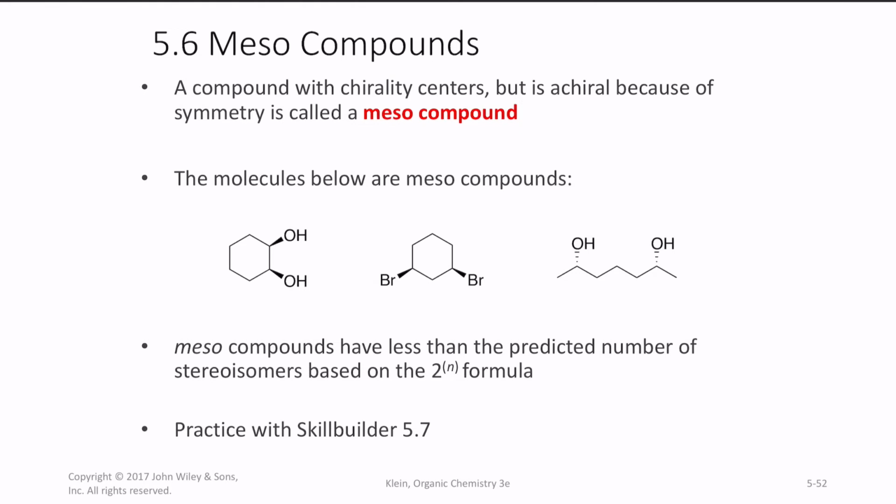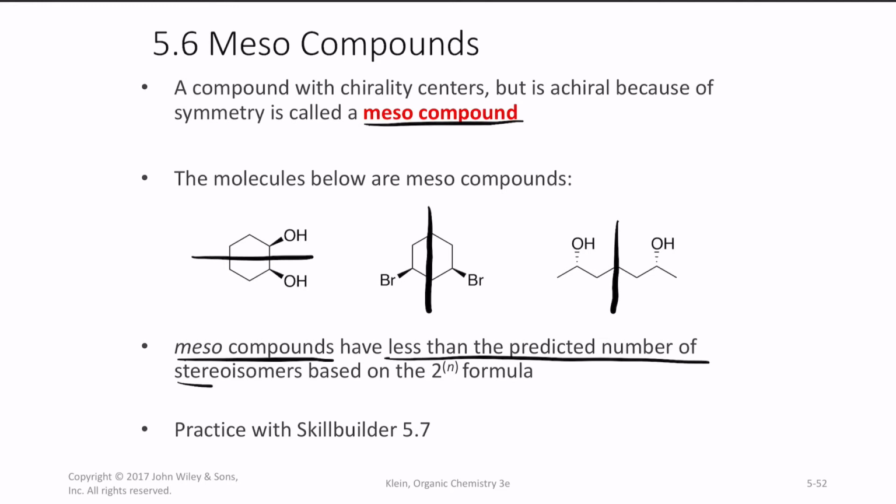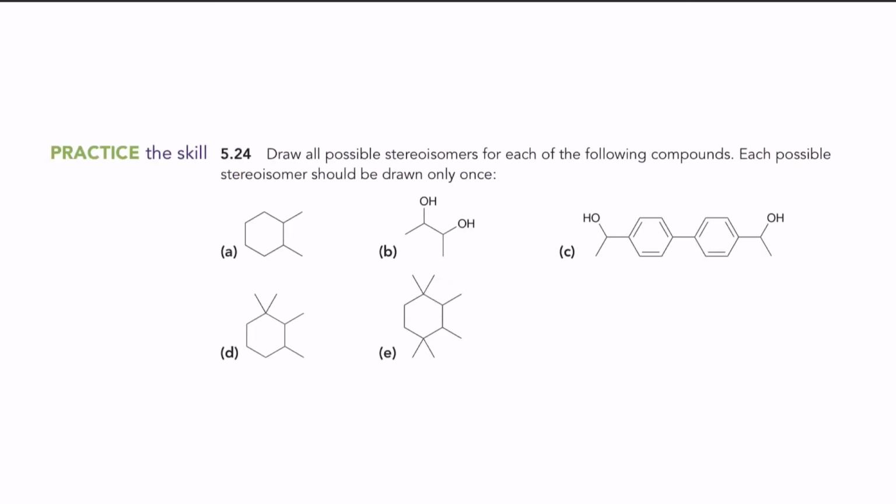So these are examples of meso compounds. How do you know these are meso compounds? This is the plane of symmetry here, this is the plane of symmetry, and this is the plane of symmetry. You can draw the plane of symmetry at the center of the molecule and it becomes the mirror image on both sides. So this is an example of meso compounds. Meso compounds generally are molecules that have less than the predicted number of stereoisomers based on the 2 to the power n formula. Because meso compounds will have 2 to the power n minus 1 number of isomers or less than that as well.